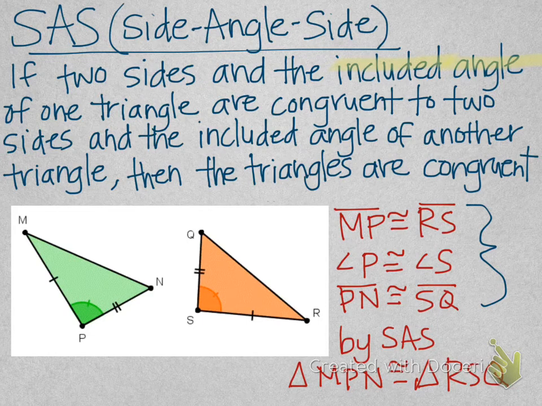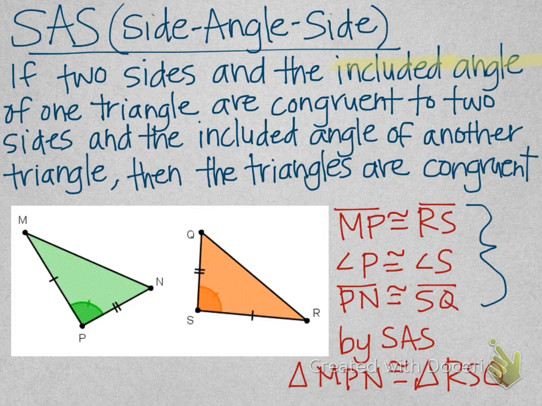The next one is side, angle, side. Remember that it's really important when you say side, angle, side, that the angle is actually in between the 2 sides. It's different than SSA, which isn't even a reliable condition. If we have side, angle, side, that means 2 sides and the included angle of one triangle are congruent to 2 sides and the included angle of another triangle. When we say included, we mean in between. If we have this, then we know the triangles are congruent.